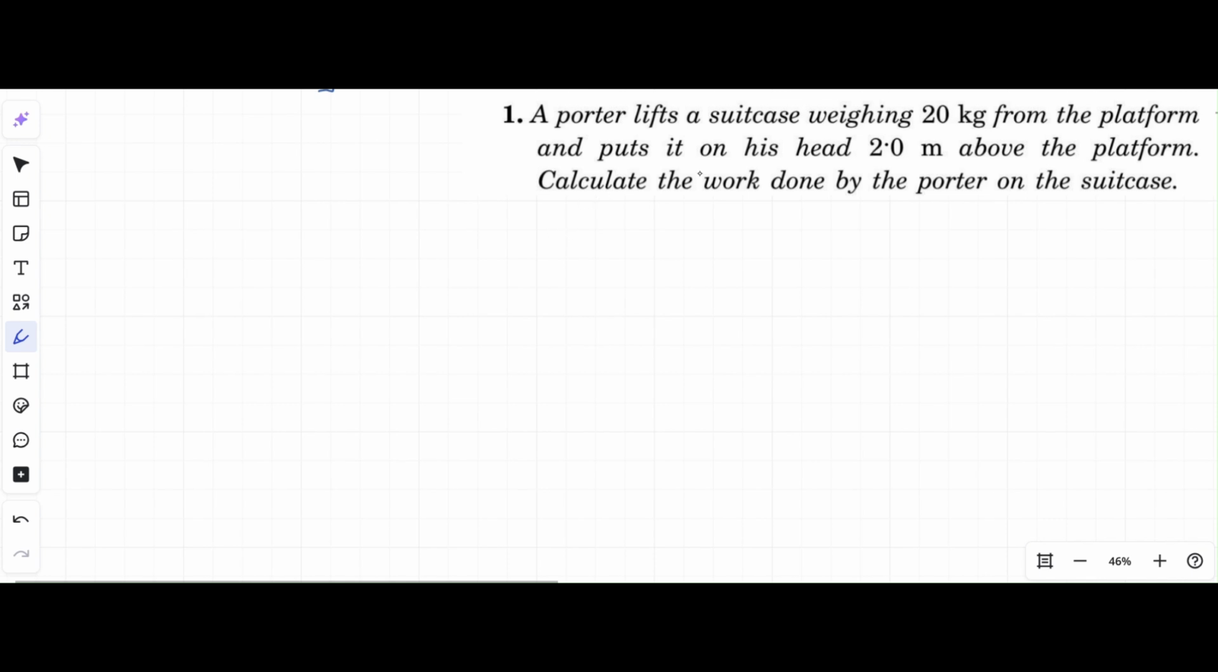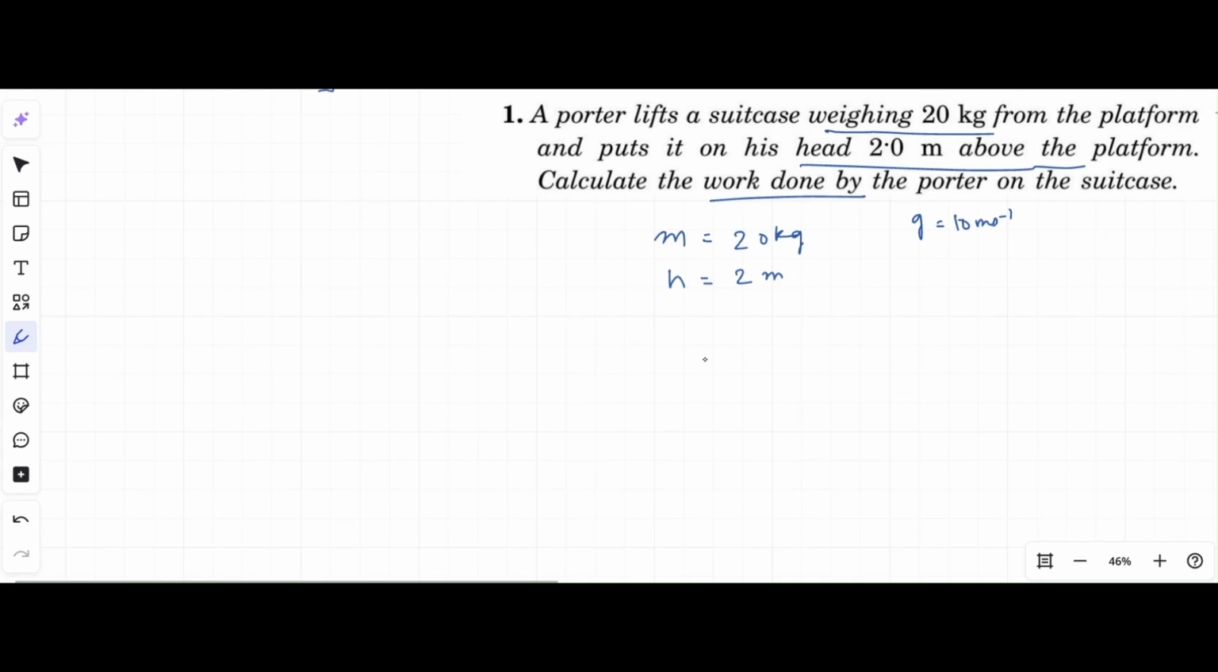A porter lifts a suitcase weighing 20 kg from the platform and puts it on his head 2 meter above the platform. Calculate the work done. So we know that mass is equal to 20 kilogram and height is equal to 2 meter. And let us say g is equal to 10 meter per second square.